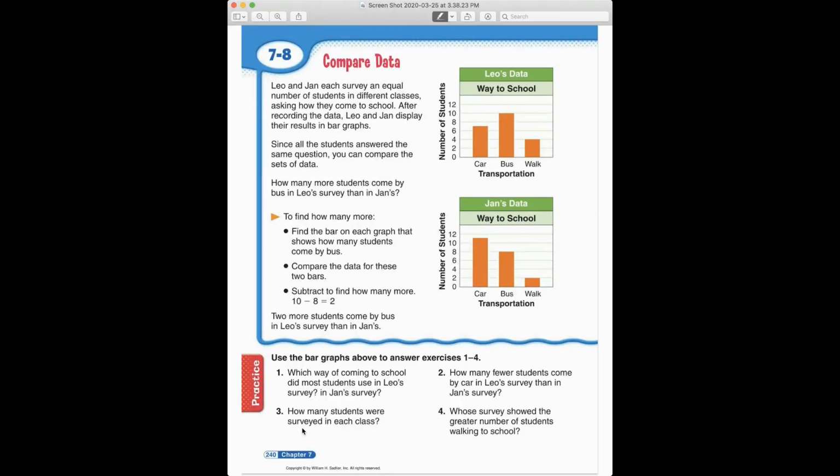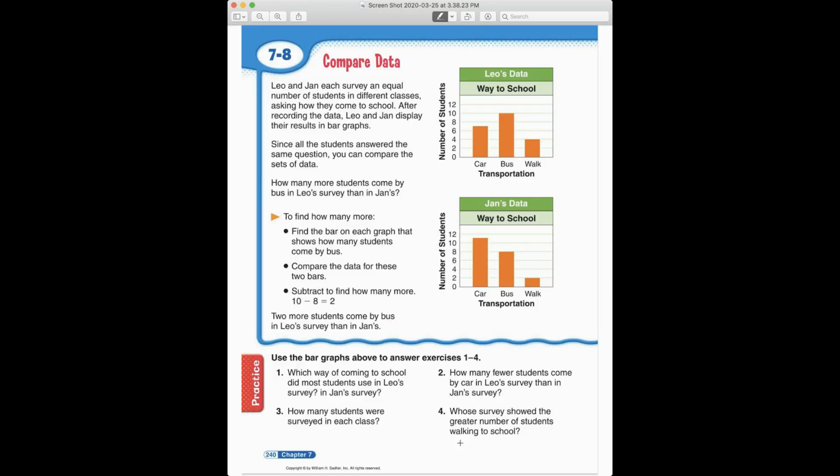For question number 3, how many students were surveyed in each class? Well, for this, all we need to do is add up the total number of the 3 bars. So if we add up 7 plus 10 plus 4, we would get 21 students in Leo's class of surveys, or the number of students in his survey. If we were to add up the bars in Jan's, we would have 11 plus 8 plus 2, which would give us 23 students for Jan's survey.